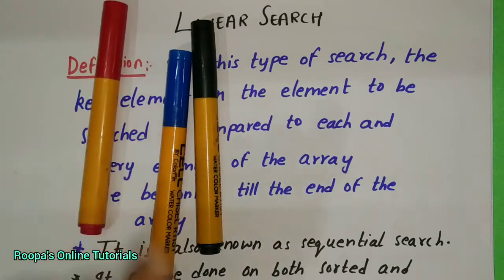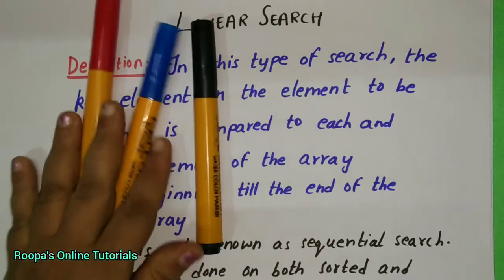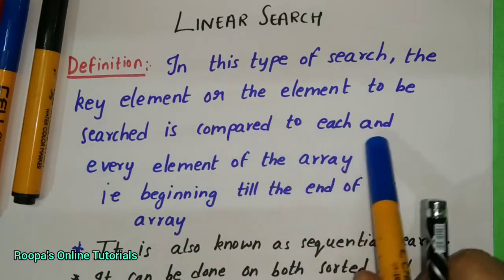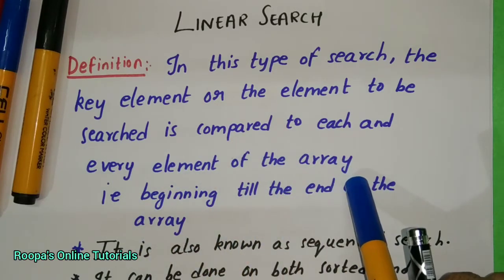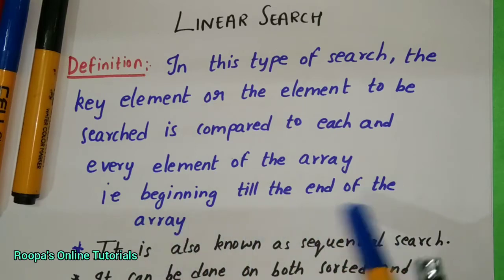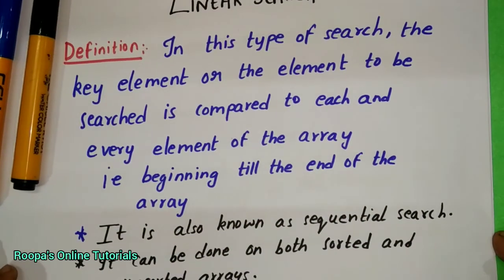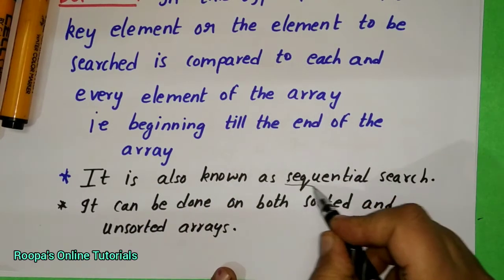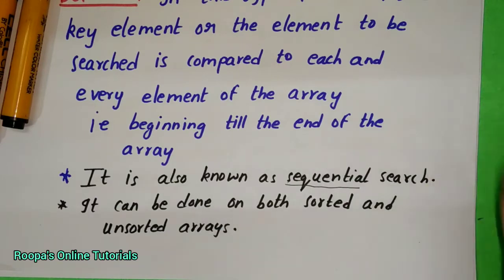Sometimes I will be searching for a green pen. Then that green pen is not found at all, so I will say that the search is unsuccessful. But here we will be comparing the elements of the array. It is known as sequential search. So if somewhere they ask you what is the other name for linear search, you should say it is also known as sequential search. Sequential means one after another.